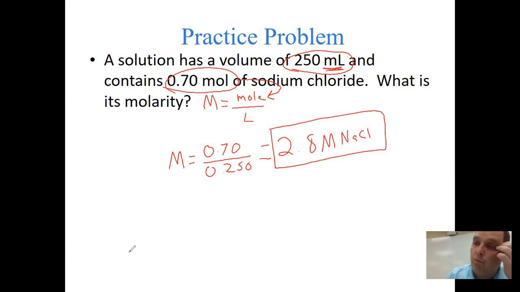Now, you'll see in your homework that it starts off mostly pretty simple like that. I change it up a little bit down by number 5 and 6, but the concept of molarity is just moles per liter. Make sure you're looking at your units when you do this.